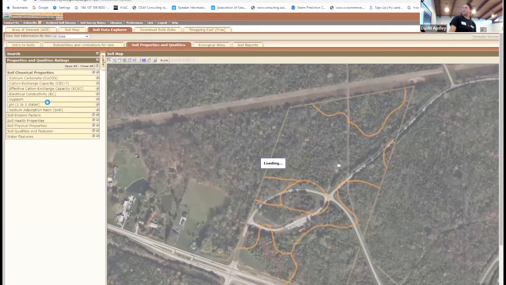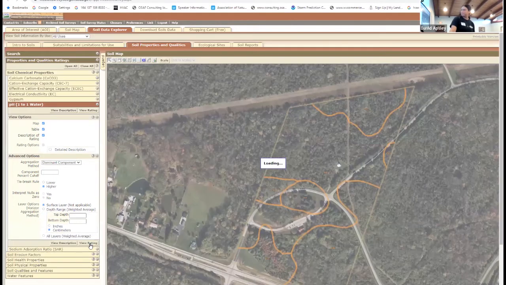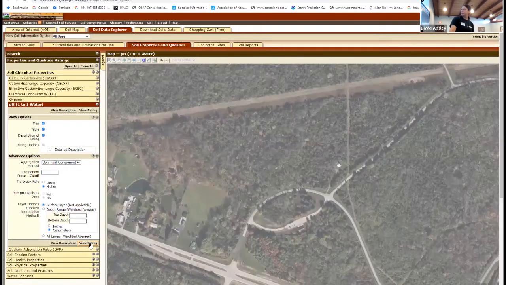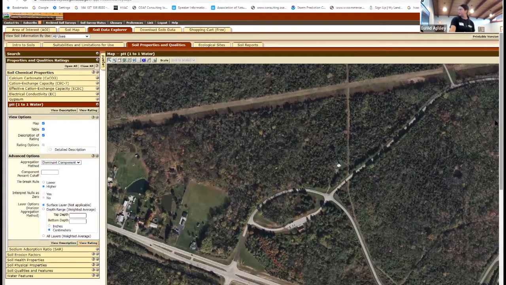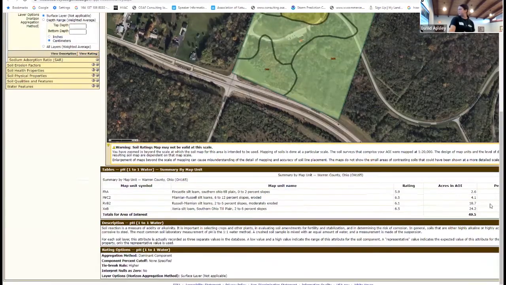But you can go ahead and look at your pH. For this one, you do have to put what depth you're looking at. So usually look at the surface layer. There it is. And down here, your rating is your pH. So these soils are 5.9 to 6.5, so it's fairly close to neutral.